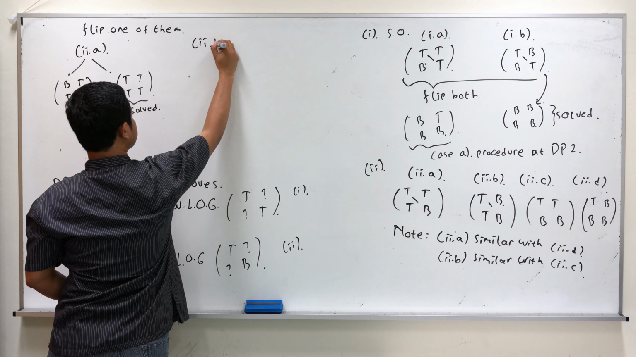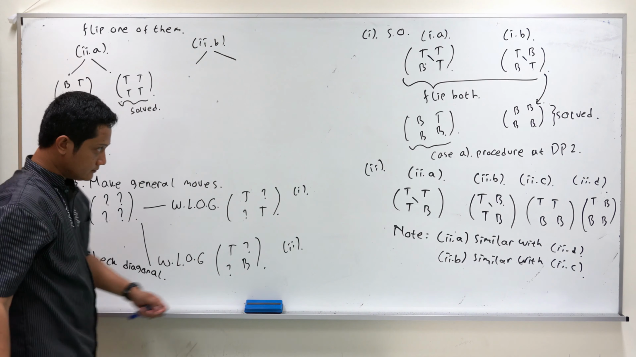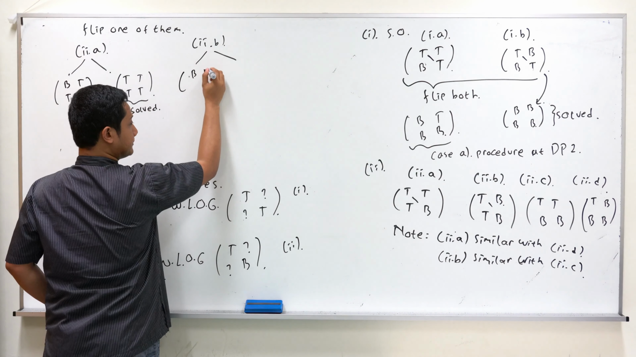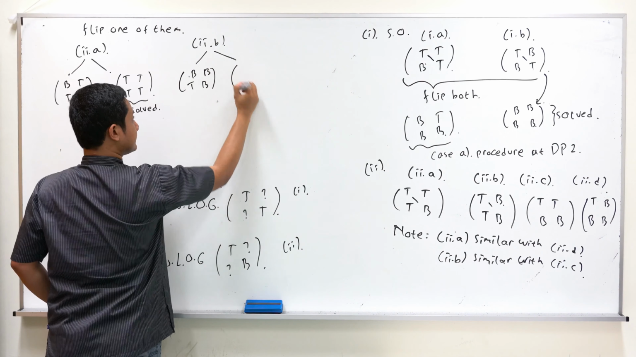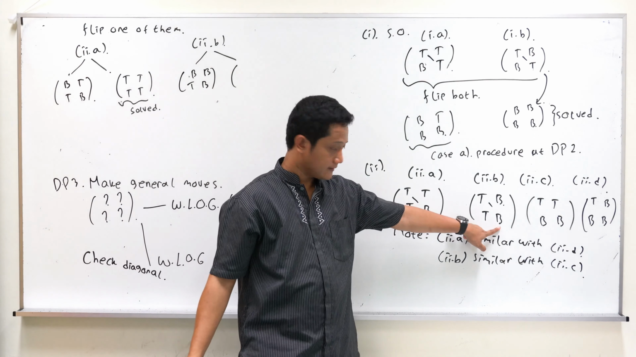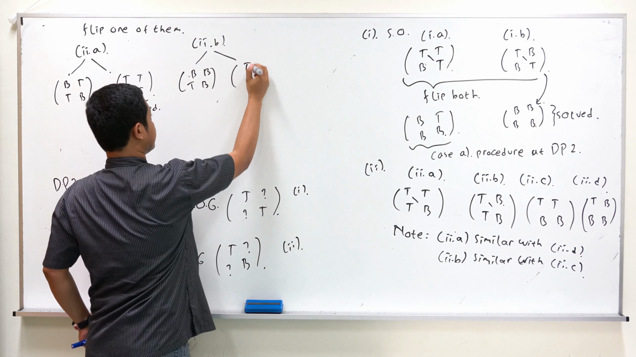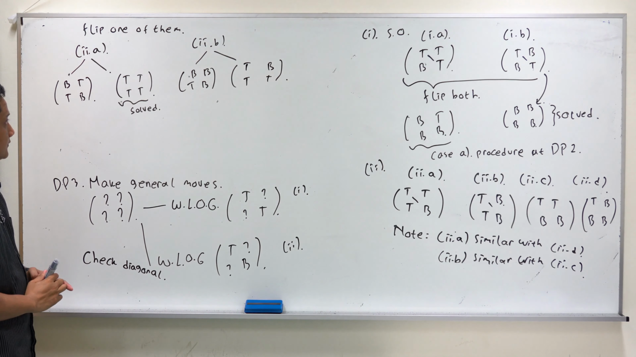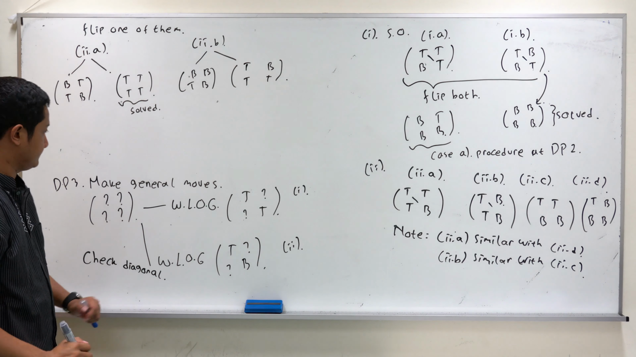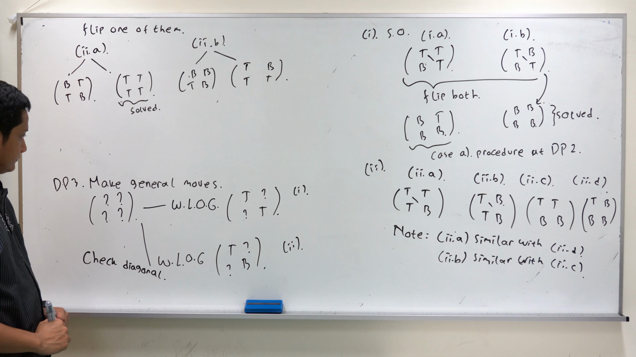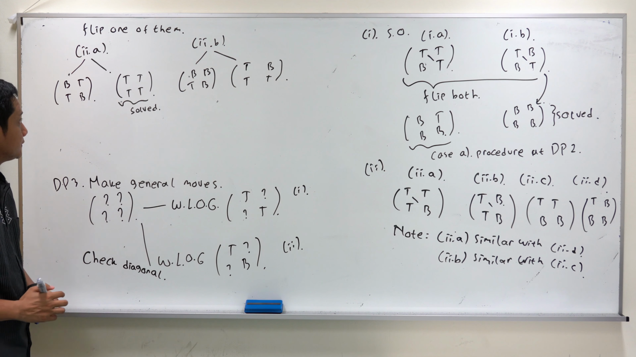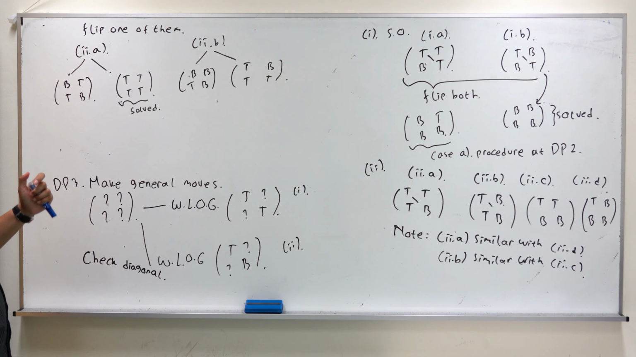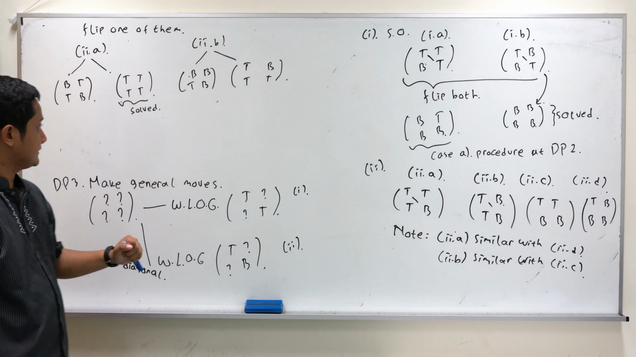Or second case, we can flip this T, become BB, TB, and we also can flip this B, become TT, TB. Okay, so we don't know. And then what we have to do, if we know like this, we have to make one general move that can solve everything.